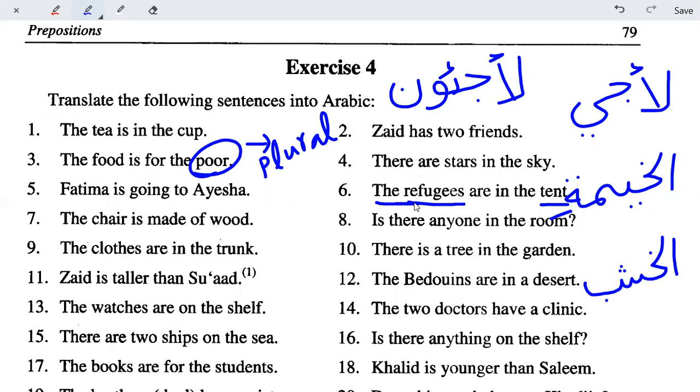Hal shay'un ahad. Hal ahad fil ghurfa. Hal ahad fil ghurfa. Next.